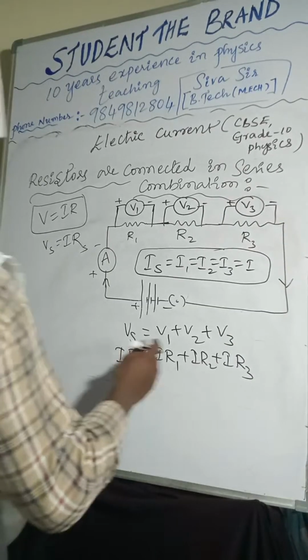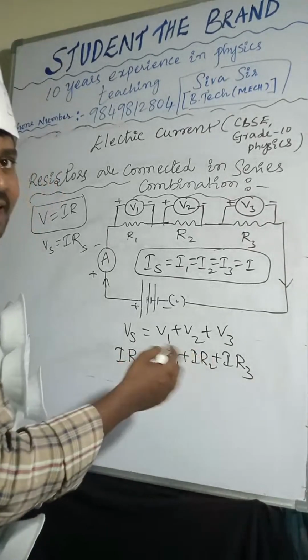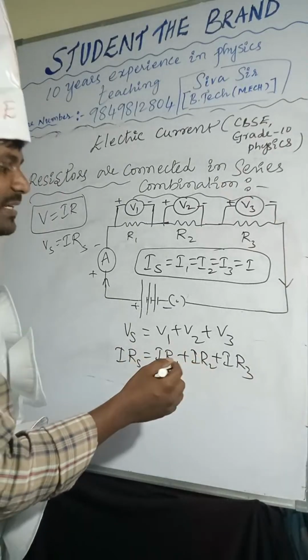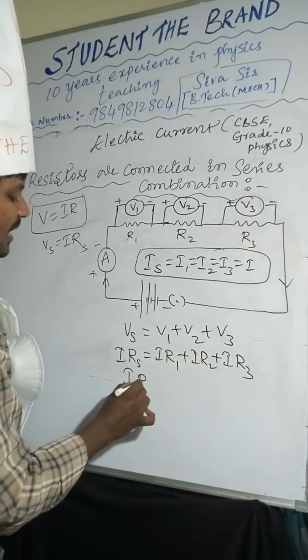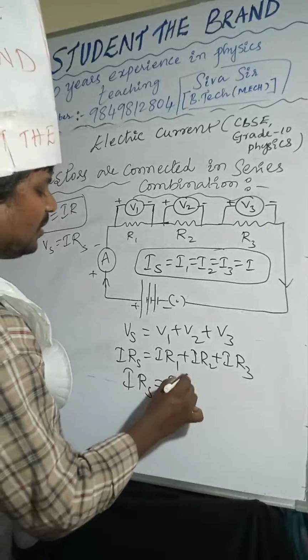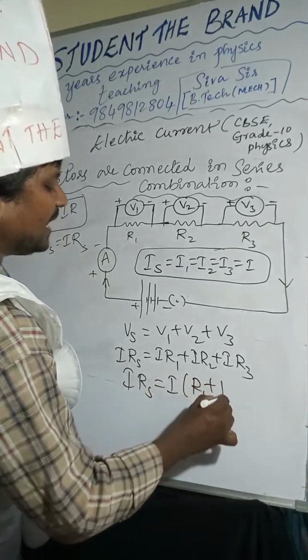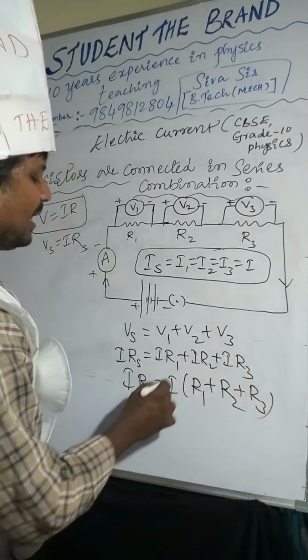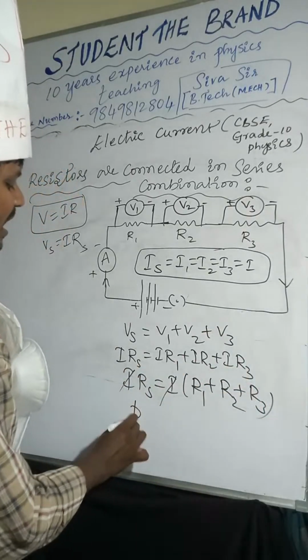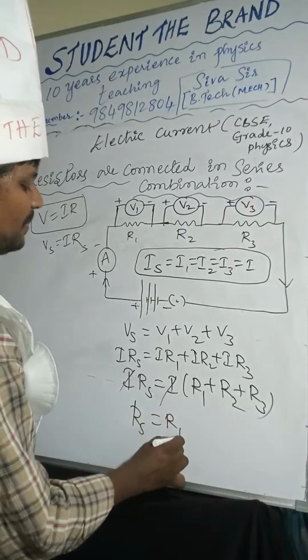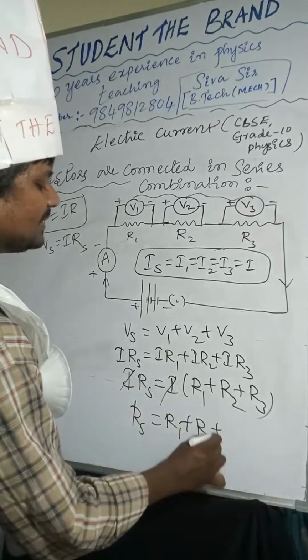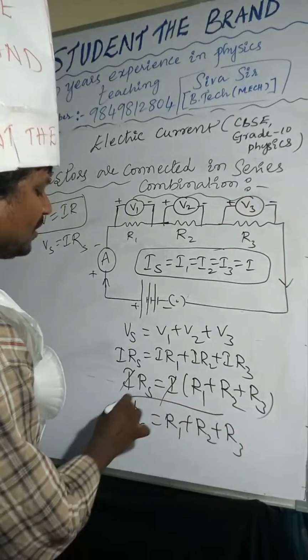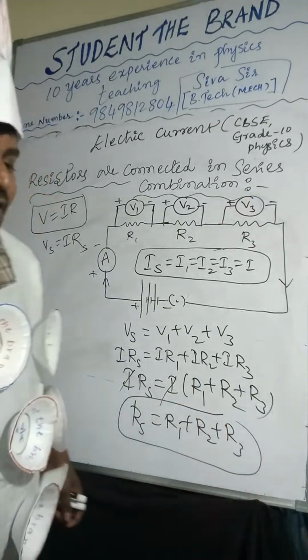Here I we can take common. I is common, so I Rs equal to I times R1 plus R2 plus R3. I gets cancelled. Rs equal to R1 plus R2 plus R3.